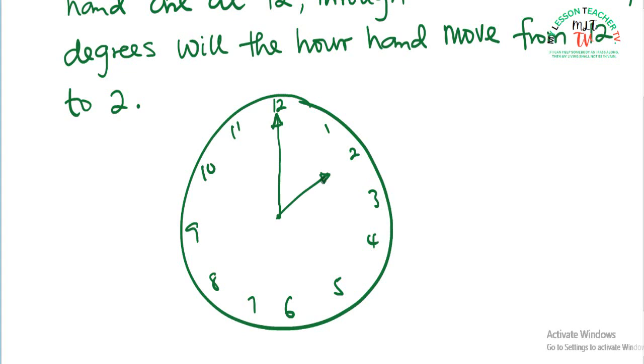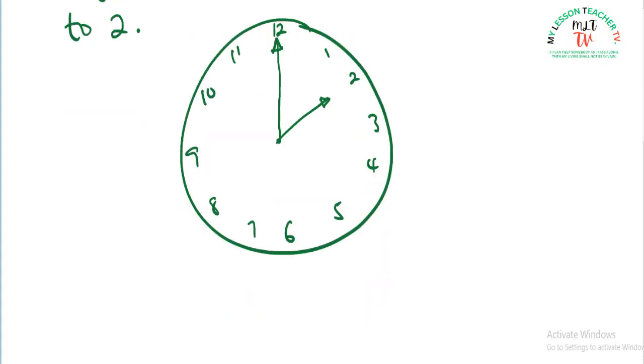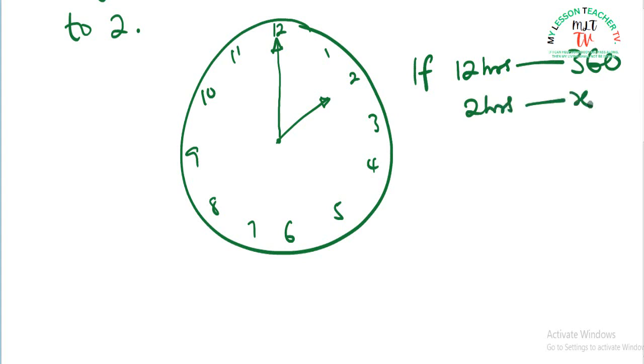So how do we solve this? In solving these questions, we are going to use ratio. If the hour hand should make a complete circle, that is 360 degrees, it needs to move 12 hours. So if it has moved only 2 hours, how many degrees would it have covered? So I will say, using proportionality, if 12 hours gives me 360 degrees, then 2 hours gives me x degrees.